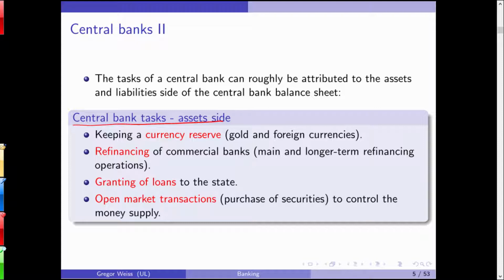And it can also engage in open market transactions, which is the purchase of securities. And this is something done quite enormously at this time by the European Central Bank. It buys up, well, what? Sovereign bonds and corporate bonds. It buys up bonds by other agents in the market, and it puts the bonds, of course, on its asset side. And why is the central bank doing this?